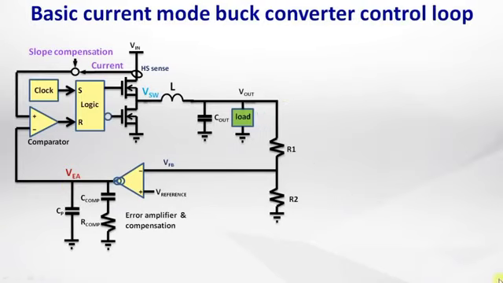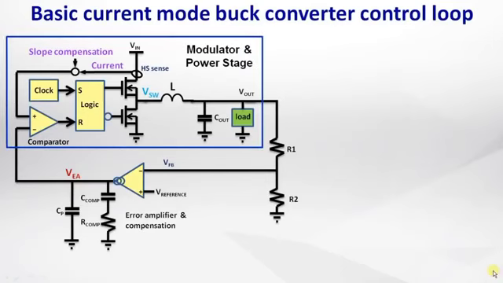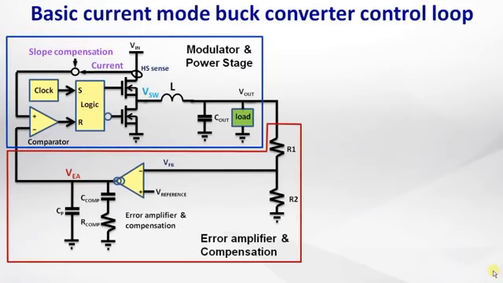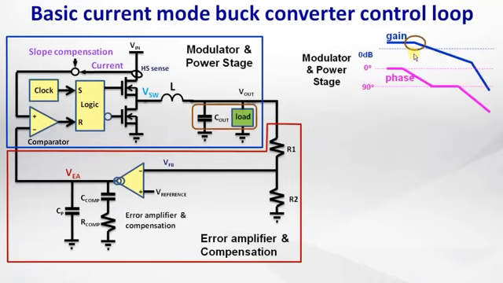The control loop consists of the modulator plus power stage and the feedback network, error amplifier and compensation. The modulator power stage has a dominant low-frequency load pole and a sample and hold high-frequency double pole. When using ceramic output capacitors, the output capacitor ESR zero will lie at relatively high frequency, often above the switching frequency, so you won't see it in this gain and phase graph.